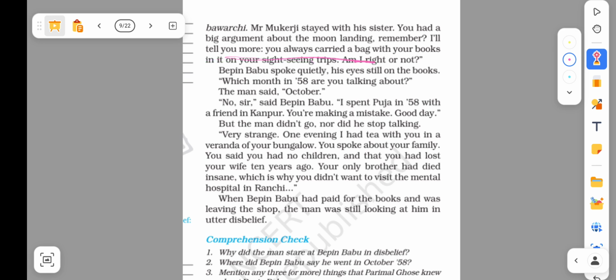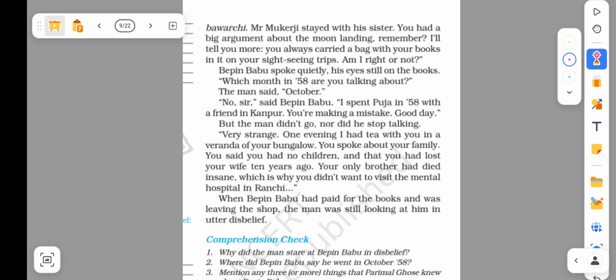"I will tell you more. You always carried a bag with your books on your sightseeing trips. Am I right or not?" Bipin Babu spoke quietly, his eyes still on the books. "Which month in '58 are you talking about?" The man said October. So in October, he went to Ranchi, and this story was about 1958.